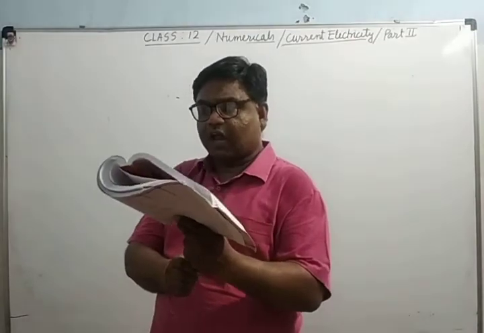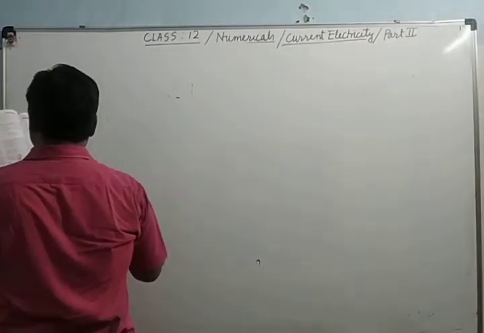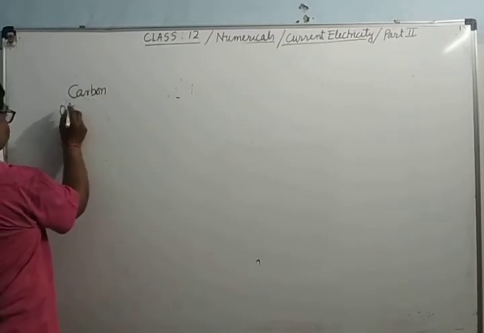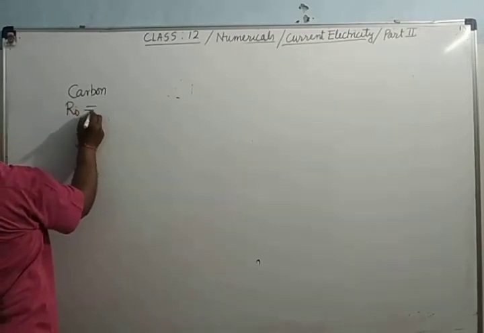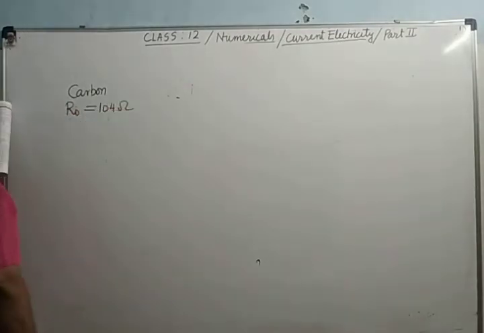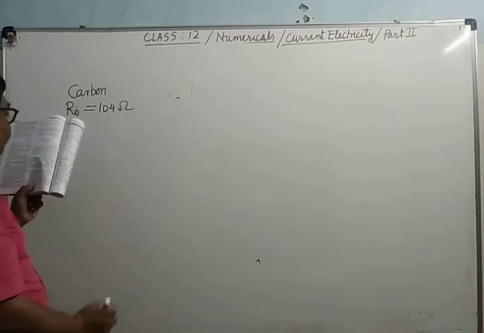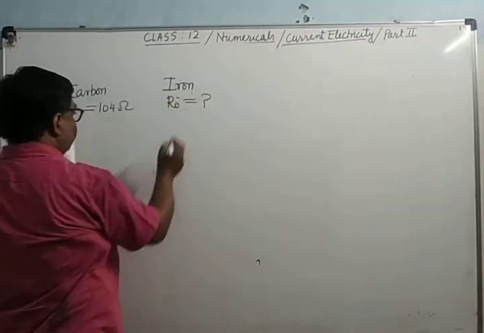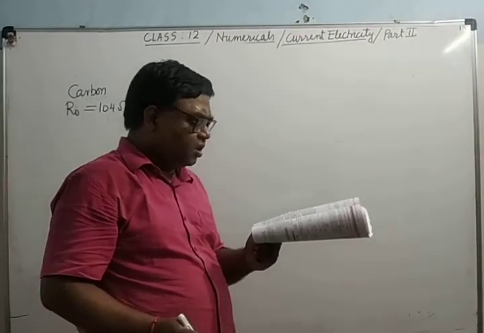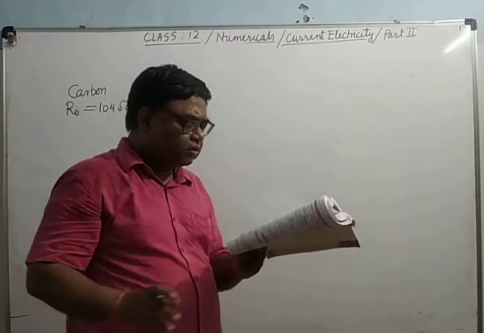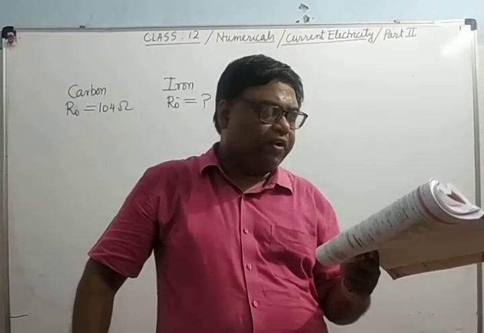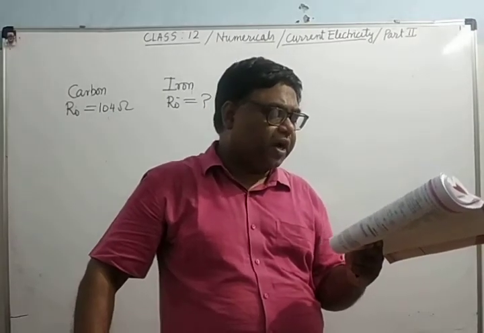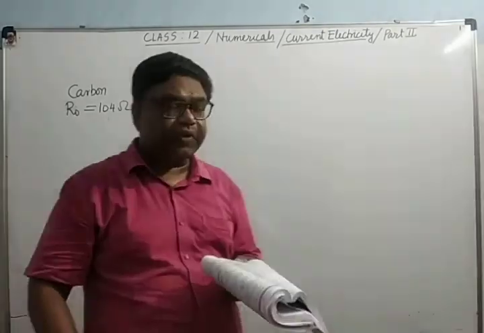Question number 57. The resistance of a carbon filament at 0 degree Celsius, R naught, is given as 104 ohm. There is another iron filament. What should be the resistance of the iron filament at 0 degree Celsius, which should be connected in series with the carbon filament, so that the resistance of the combined filament does not change with the temperature?